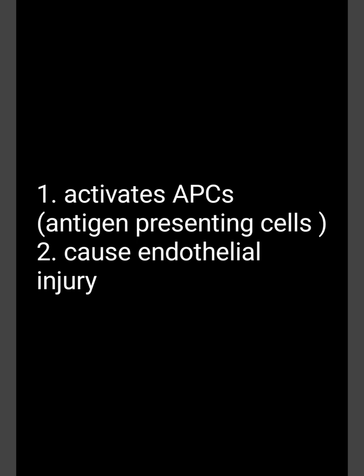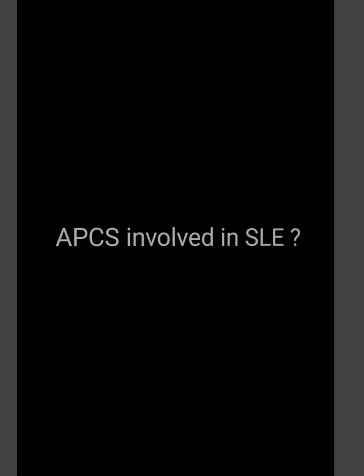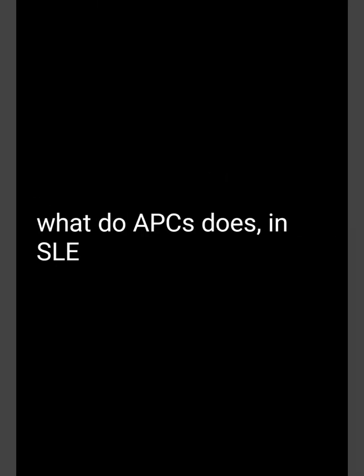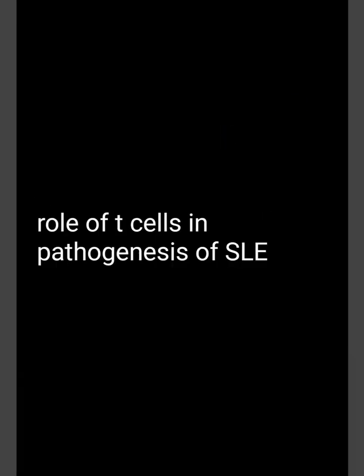1. Activates APCs, antigen-presenting cells. 2. Causes endothelial injury. APCs involved in SLE: 1. Langerhans dendritic cells. 2. Macrophages. 3. B cells. What do APCs do in SLE? Present antigens to T cells, and T cell activation happens through Th1, Th2, Th17.